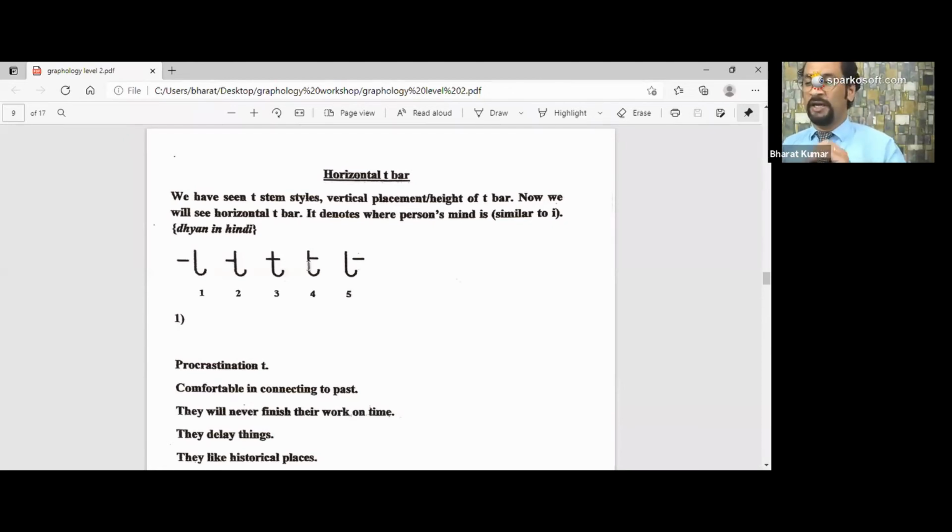They are shopaholic, shopping mania. They used to purchase new things unnecessarily in the house. Fifth one, they are very forward looking. They are too much forward looking that they can't live in the present.